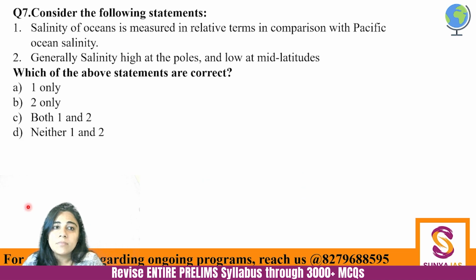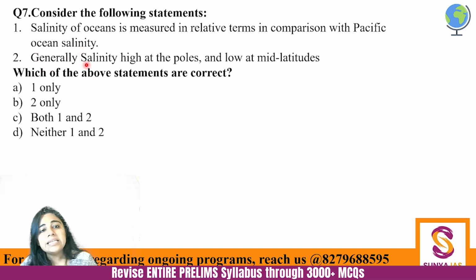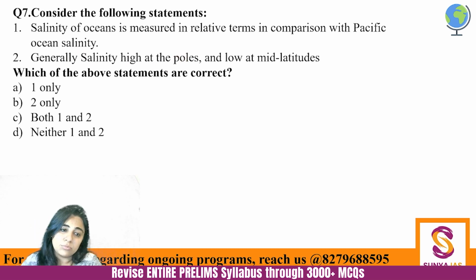Next. Consider the following statements. Salinity of oceans is measured in relative terms in comparison with the Pacific Ocean salinity. And generally, salinity is high at the poles and low at the mid latitudes. So, which of the given statements is or are correct?